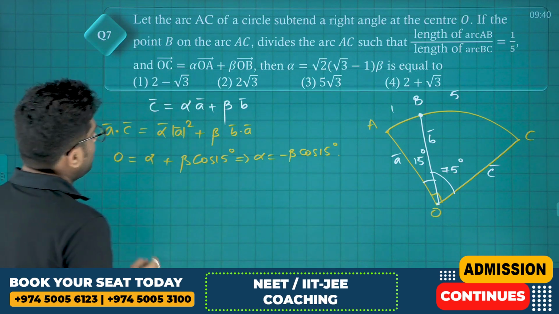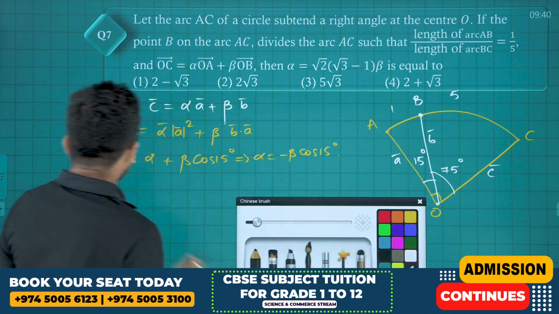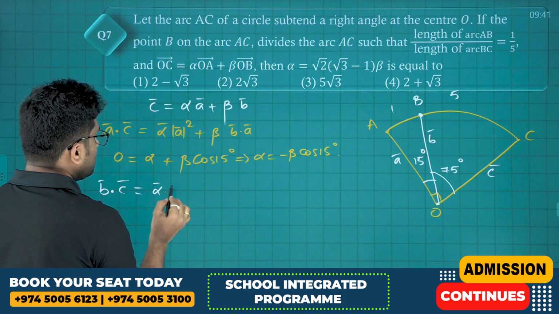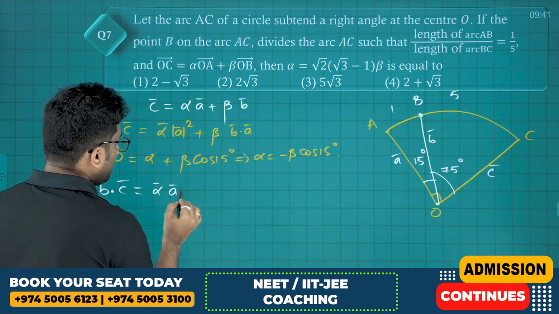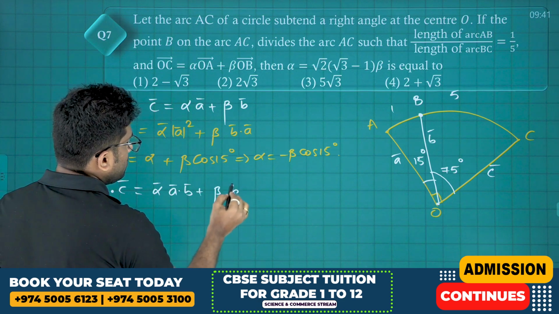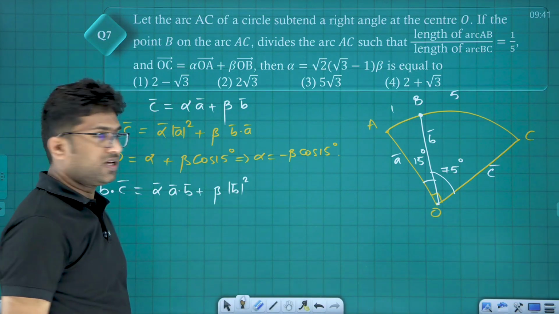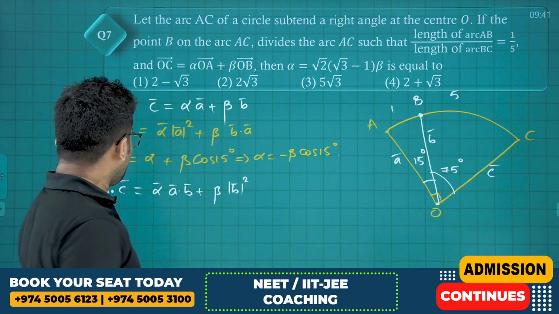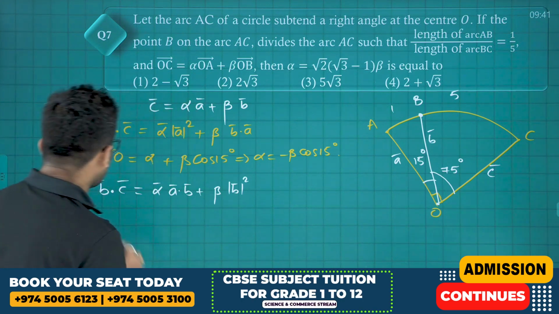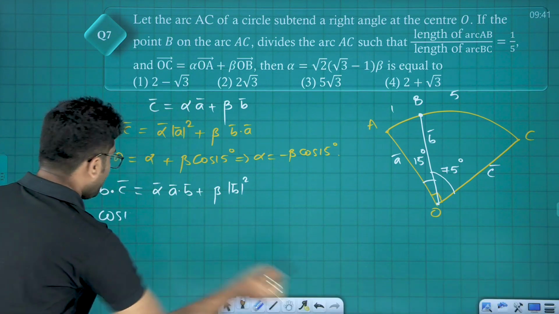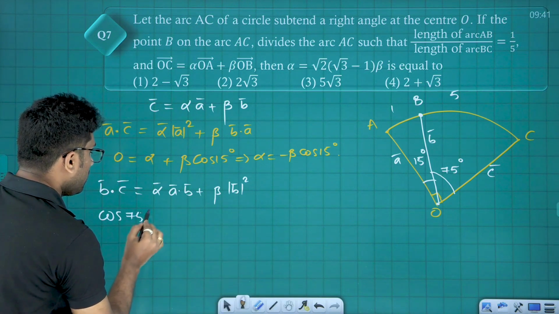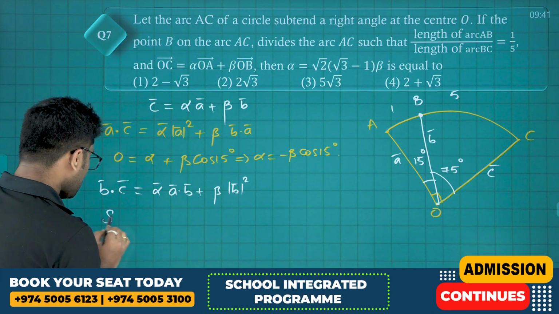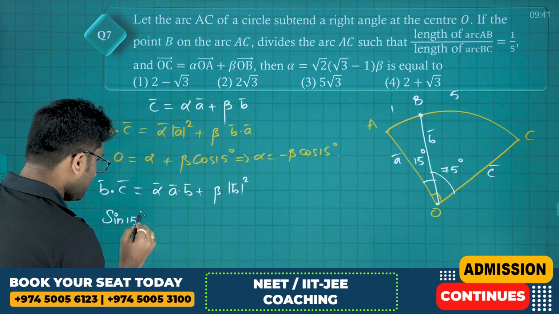This is one equation. Next we'll take B bar dot C bar, friends. So alpha times A bar dot B bar plus beta times B bar dot B bar, which is mod B whole square. Directly, B bar dot C bar is mod B into mod C into cos of the angle between B bar and C bar, which is cos 75 degrees. Cos 75 is sin 15, we can write it as sin 15 degrees.